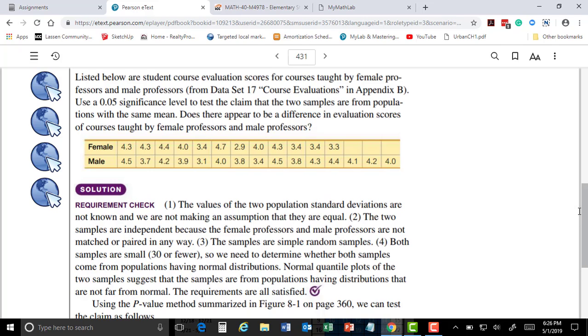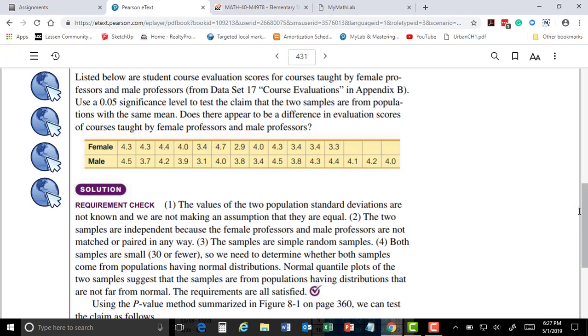Now, it says the values of the 2 population standard deviations are not known. So that means sigma is not known. But we can still calculate the S. Yes? And are they independent? I think they're independent, unless they're married or something. The samples are simple random. Here the sample is fewer than 30, obviously.